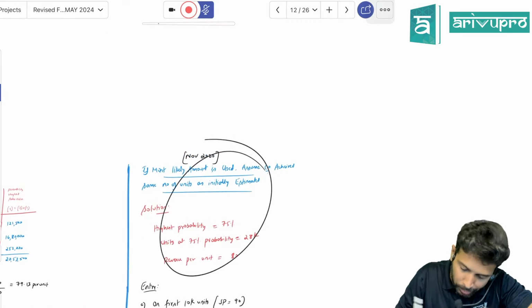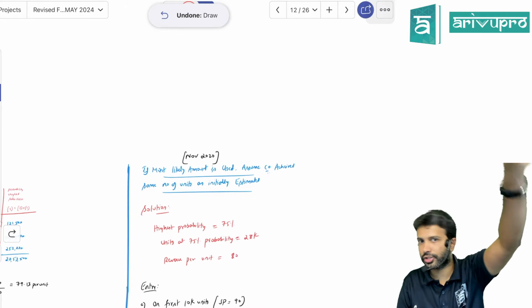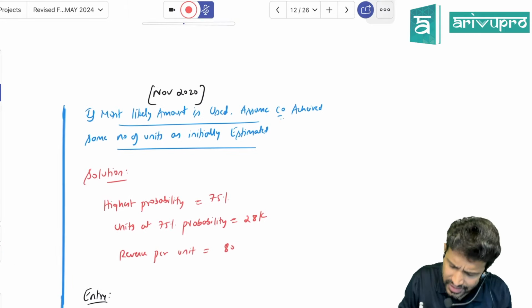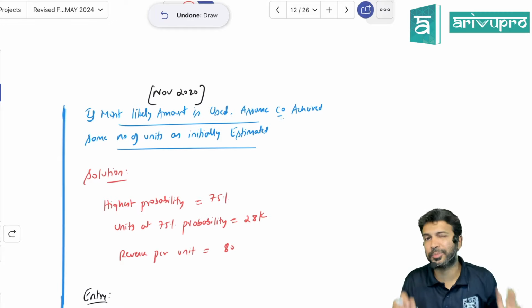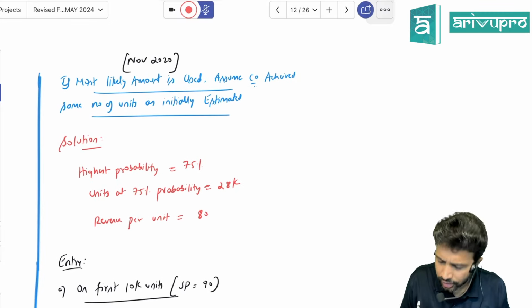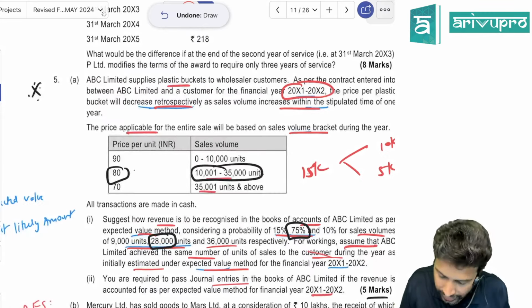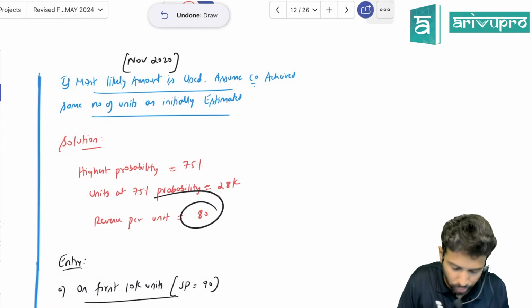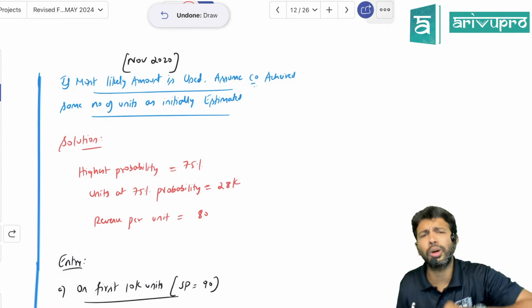Under the most likely amount basis, we take the highest percentage of probability and take the sales at that highest probability as the units expected to be purchased. Here, since this is 28,000 units and at 28,000 the price is 80, the revenue per unit becomes 80. Now for this, what journal entry will I pass?